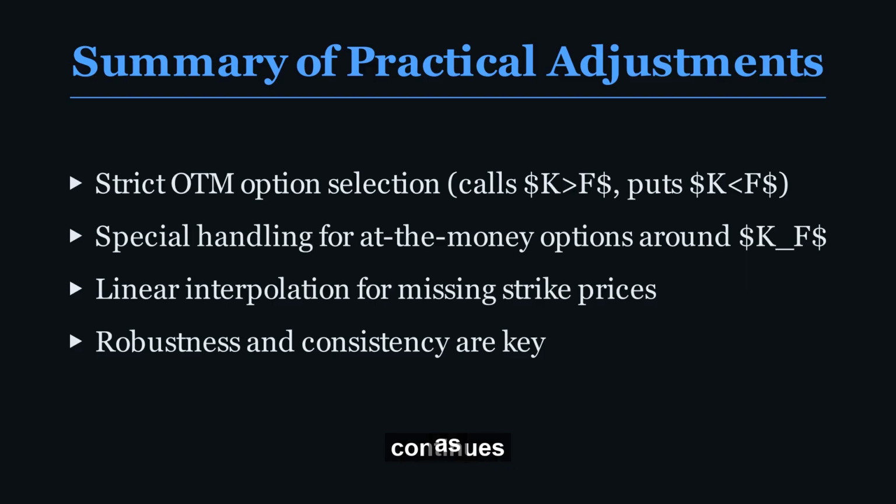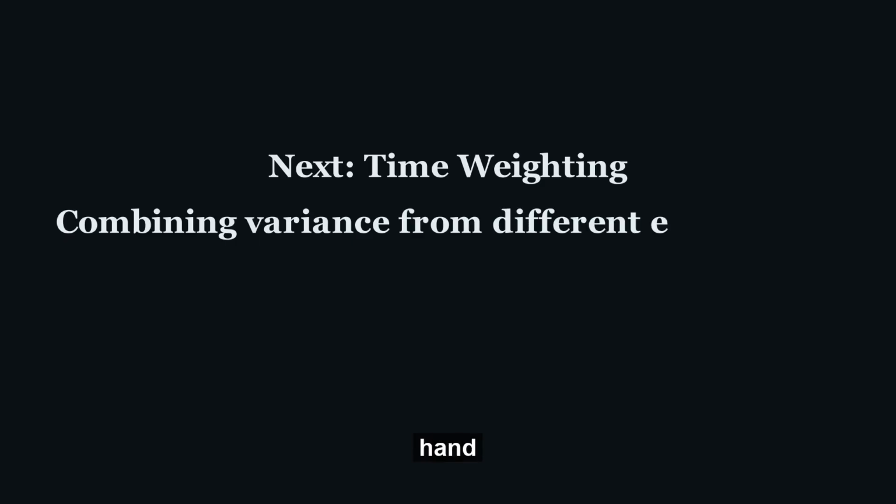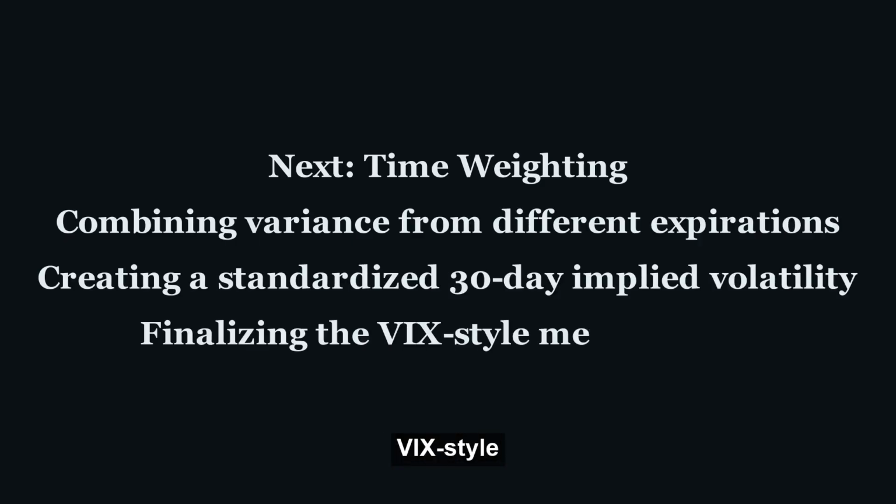The journey continues as we move towards integrating these components. With these practical adjustments in hand, we are now much closer to a fully functional VIX-style variance calculation. We've moved beyond the theoretical ideal and embraced the realities of market data. The next crucial step in our journey will involve combining the variance contributions from options across different expiration dates. This process, known as time weighting, is essential for creating a single, standardized 30-day implied volatility measure, just like the official VIX. Stay tuned as we delve into the intricacies of time weighting and finalize our comprehensive VIX-style methodology.